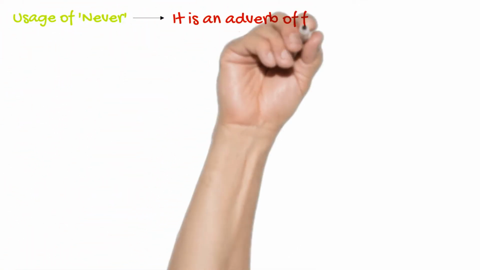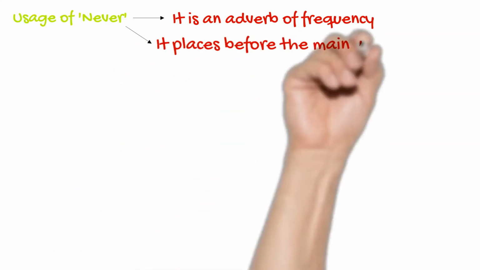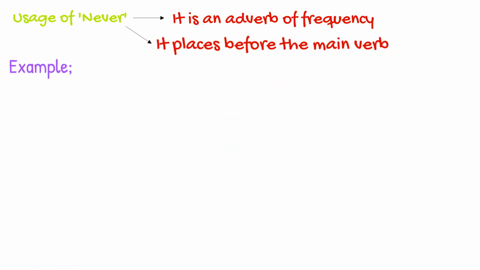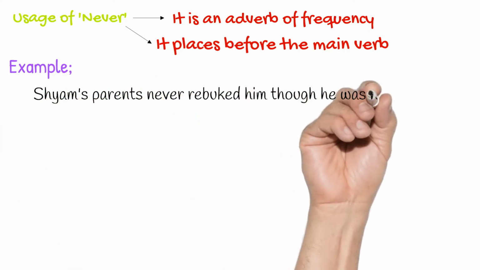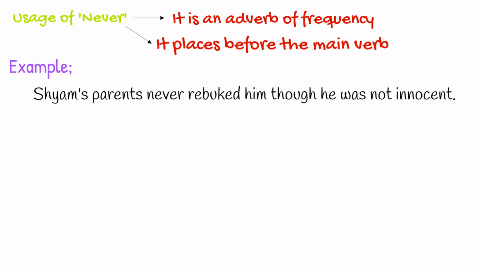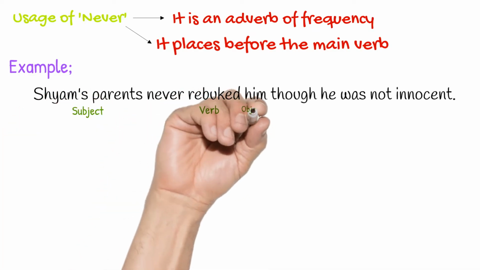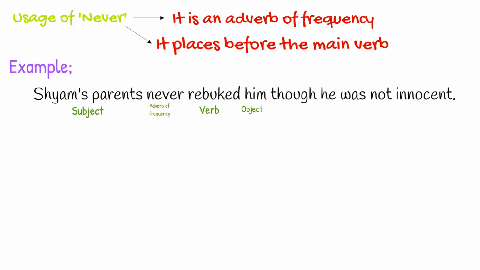Let's discuss the usage of never. It is an adverb of frequency, and it is placed before the main verb. Let's take some examples. Shyam's parents never rebuked him though he was not innocent. In this sentence, Shyam's parents is the subject, rebuked is the finite verb, and him is the object of the verb. Here never is used to negate and to modify the verb, and it describes the frequency of how many times his parents rebuked him. And, using never the speaker clarifies that they didn't rebuke him at all.